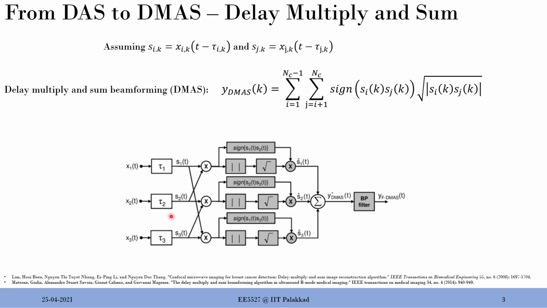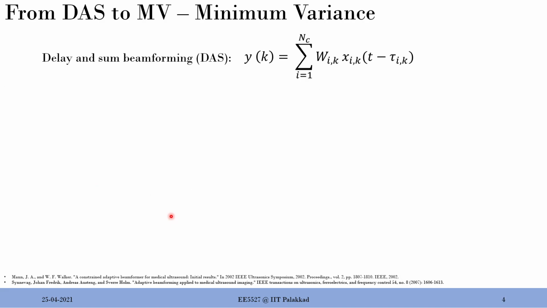Okay, so let's come to the main topic of discussion in this lecture: delay and sum to minimum variance. So what is happening? Delay and sum, again I put the equation here. Now the question is, can these weights, the apodization weights WIK, be data driven? That means specifically, can they be dependent on this XIK component?